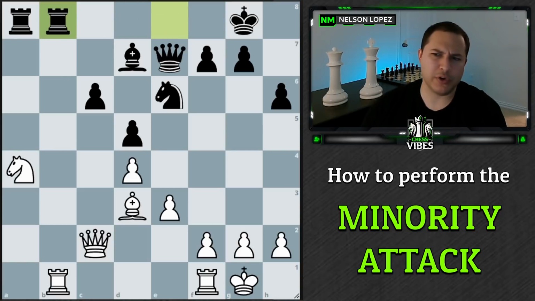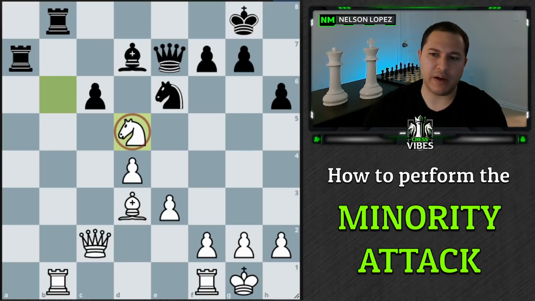And here black actually blundered and fell for a little tactical idea. Knight here, followed by knight takes d5. The point is the queen's under attack, and if you take the knight, you lose the rook. So that was bad news for black.